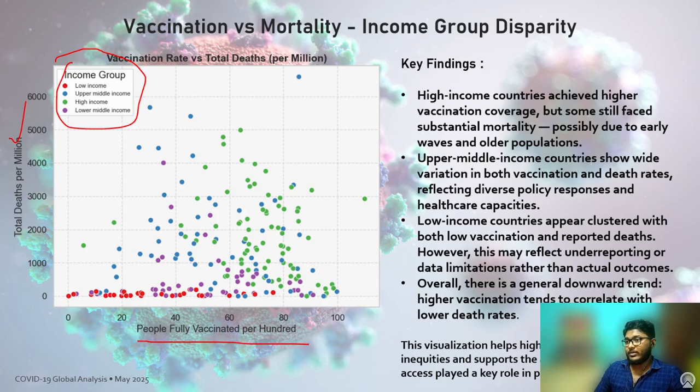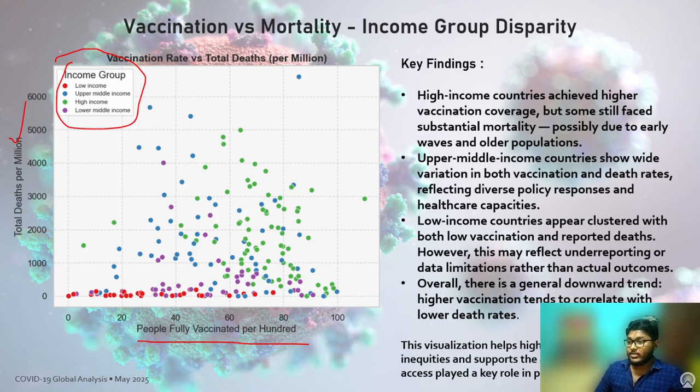Now, this might have happened because of early waves or an older population, as we know that high income countries mostly have a very high older population. Upper middle income countries show wide variation in both vaccination and death rate. That reflects the diverse policy responses and healthcare capacities.